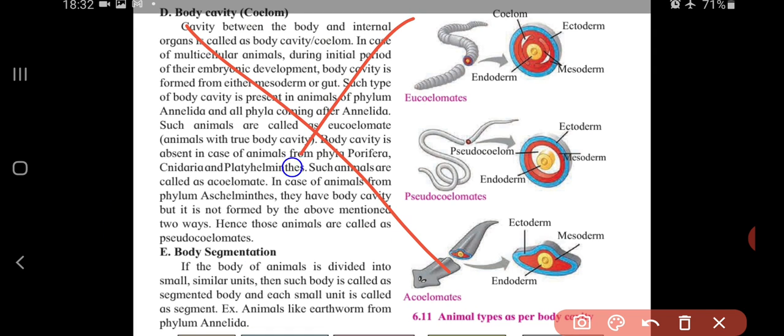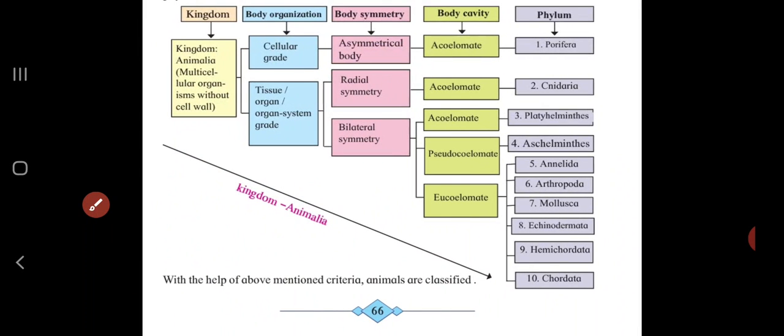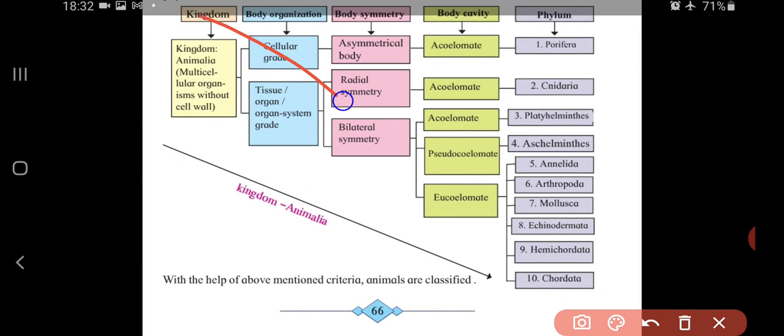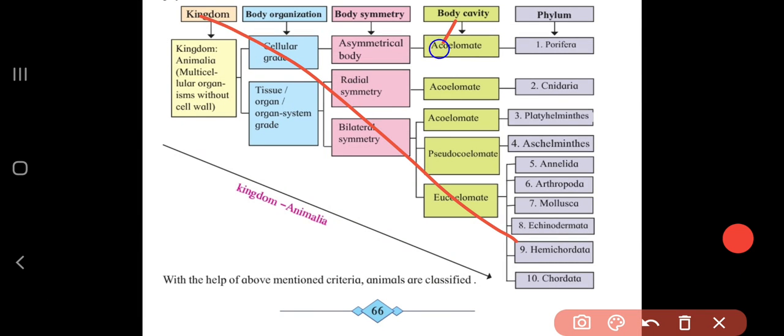Body cavity, body segmentation. Again, this part is eliminated from your syllabus. Even this part has been eliminated. It's removed from your syllabus.